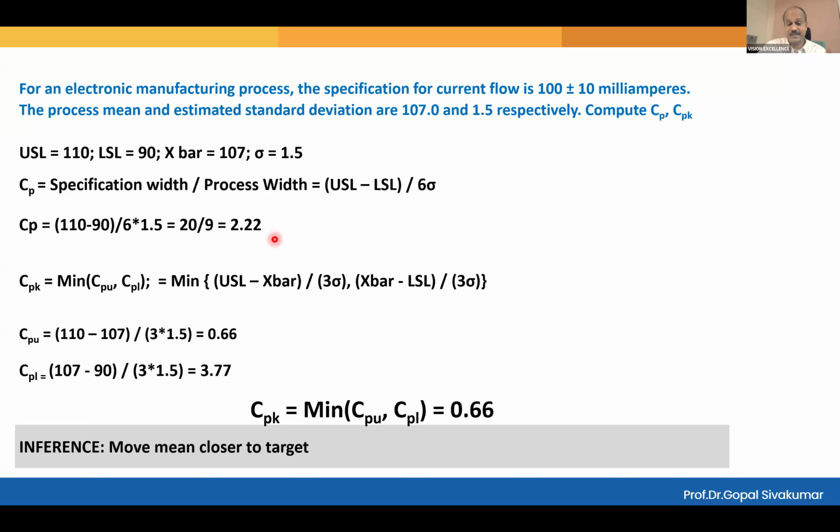In order to check the exact capability, you have to calculate CPK. The formula is CP upper and CP lower, and you know the formula, and I substitute all the values. CP upper is 0.66, CP lower is 3.77. Since it is shifted to the right side, and moreover the minimum of the two is 0.66, my CPK is 0.66. That means it is highly unacceptable. Here we can understand that at CPK 0.66, the process consistency is there, but it has shifted with the consistency. That's what we can understand.